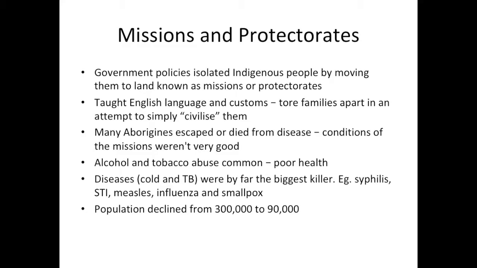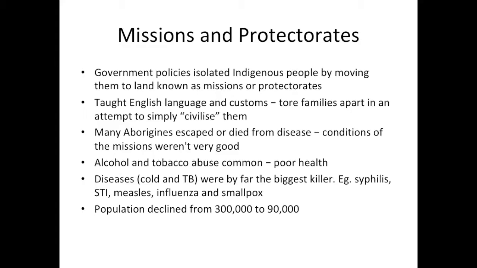Missions and Protectorates. Government policies isolated Indigenous people by moving them to land known as missions. In this isolated area, they were taught English language and customs. This tore families apart in an attempt to simply civilize them. Many Aborigines escaped or died from disease, as the conditions of the missions weren't very good. Alcohol and tobacco abuse were common, which led to poor health.